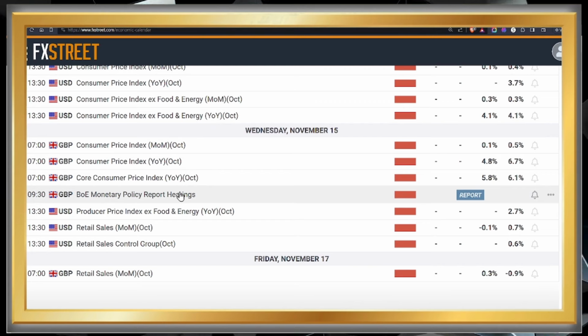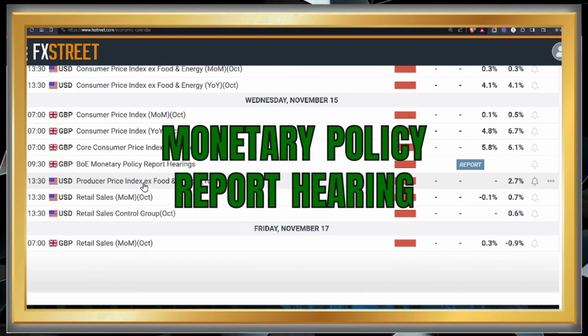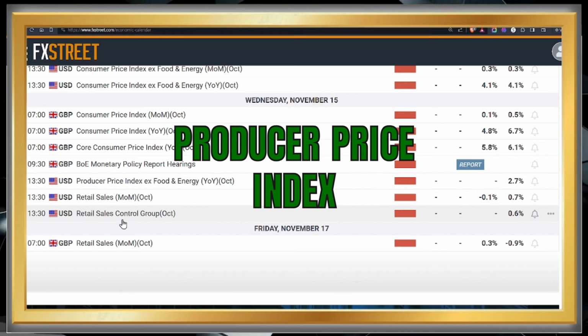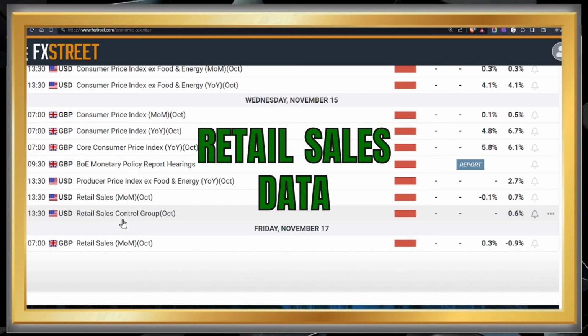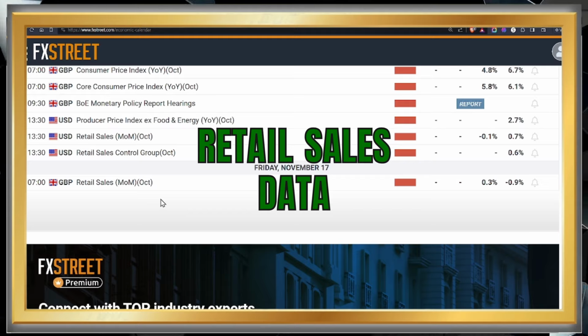Then on Wednesday, November 15, we have the consumer price index as well for the United Kingdom. We also have the monetary policy report hearing. Then on that same day from the United States, we have the producer price index and the retail sales data. Then on Friday, we also have the retail sales data coming in from the United Kingdom.